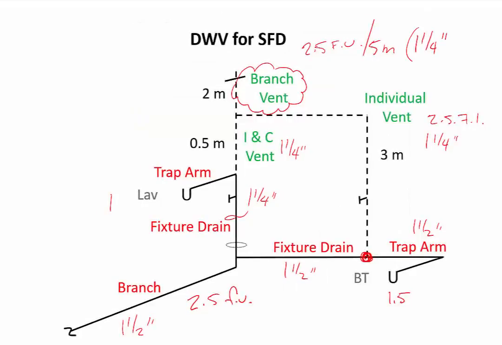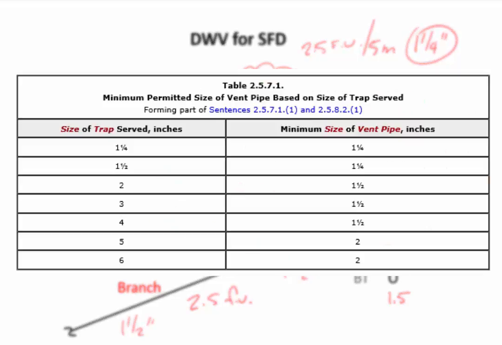And then we just want to verify with table 2571 that 1 1/4 will be large enough for any trap served by the branch vent. So in other words, table 2571 is used directly for sizing individual vents and dual vents, whether they're continuous or not. But table 2571 is also used to verify the minimum size of all dry vents. Basically, you just have to double check table 2571 and make sure that you haven't given a vent a size that would not meet the minimum size for any trap served. In this case, we're going to be fine.